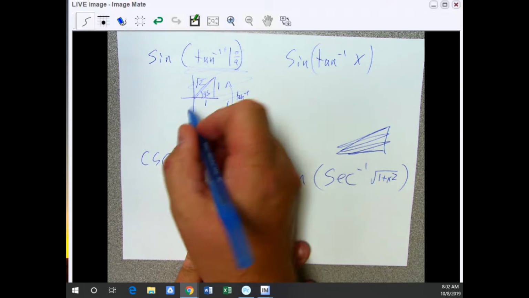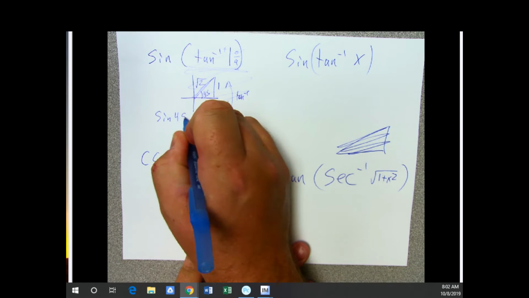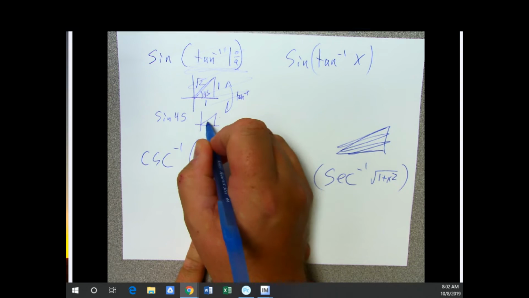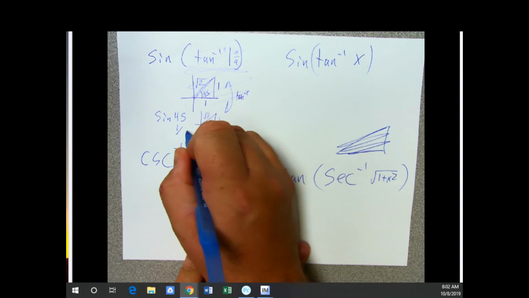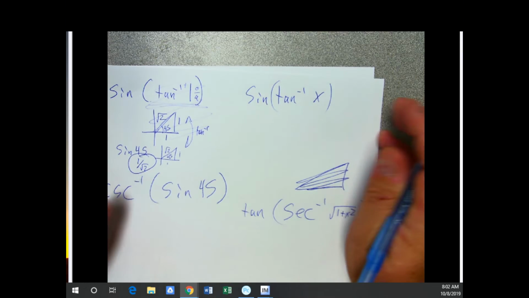This is now all dead to me. All I care about is what is sine of 45. Well, sine of 45, 45 degrees, 1 over root 2. So the answer here is 1 over root 2. Very good. Now, let's go over here.